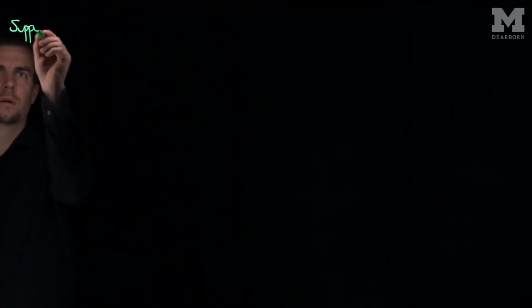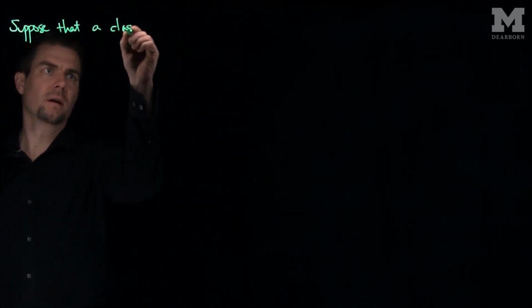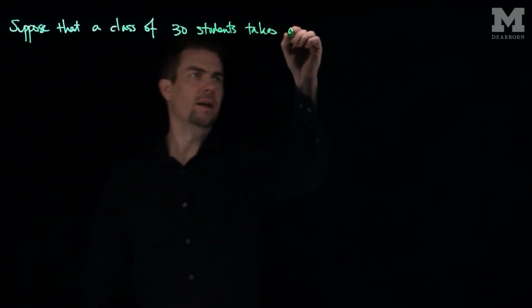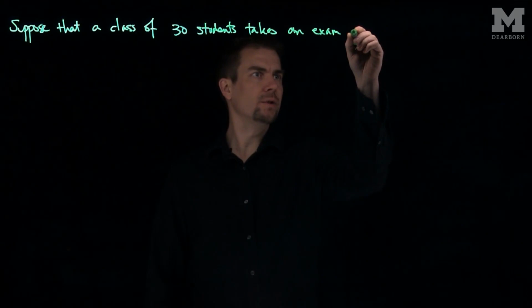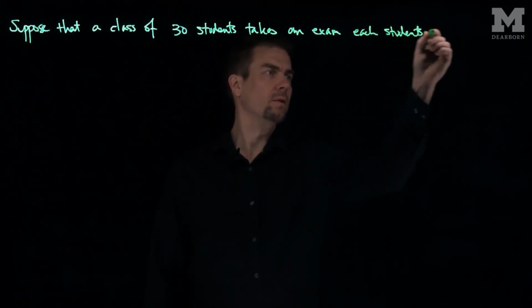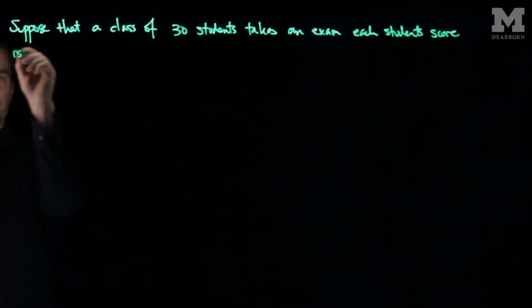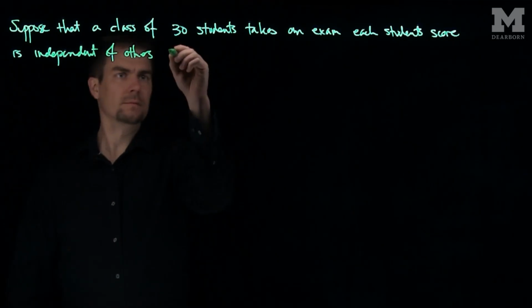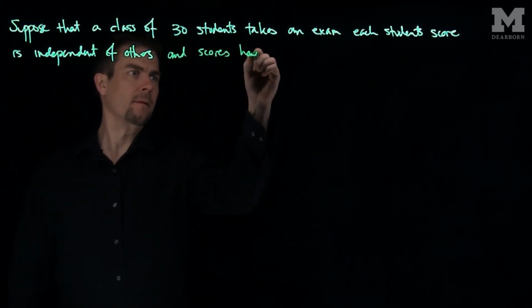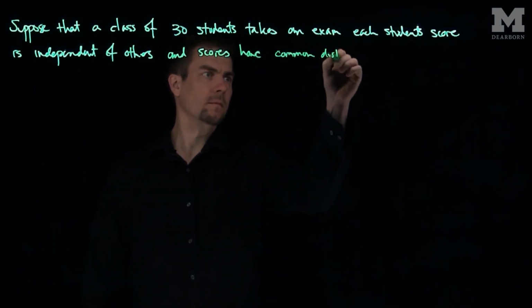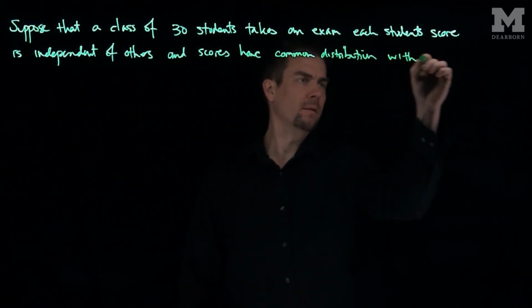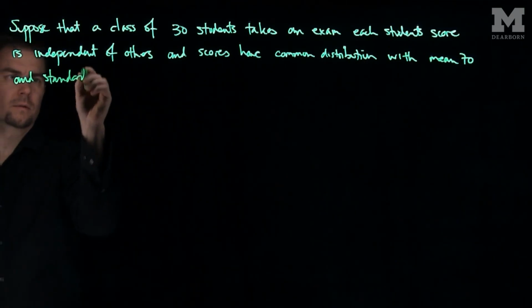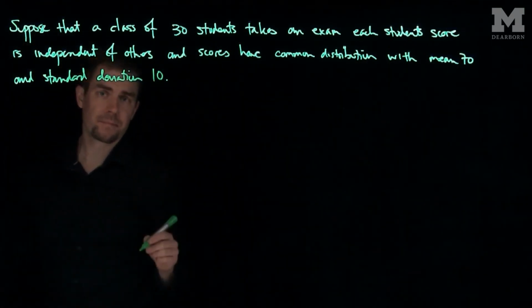Let's suppose that a class of 30 students takes an exam, and each student's score is independent of other students and has a common distribution with mean 70 and standard deviation of 10.